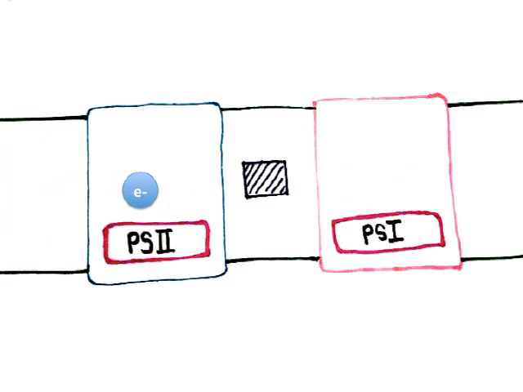Light energy is absorbed by the pigments in photosystem 2. This energy then excites electrons and they gain energy. The electrons then move along the electron carriers to photosystem 1.